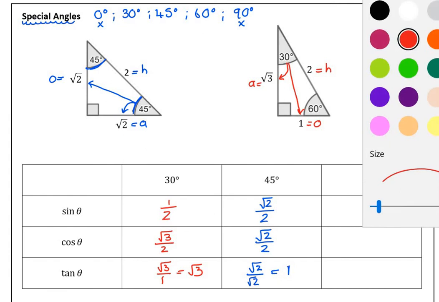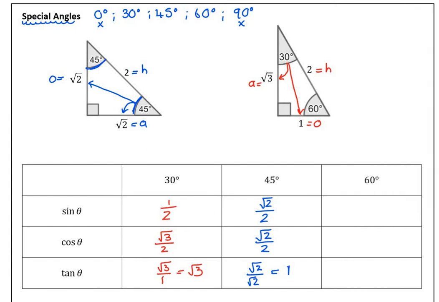Now, if I go and label this triangle according to 60, you'll notice the hypotenuse stays the same. However, now, this is not adjacent, it's opposite. And this is not opposite, this is adjacent. So sine of 60 degrees is root 3 over 2. Cos of 60 degrees is a half, and tan of 60 degrees is root 3 over 1, which is root 3.